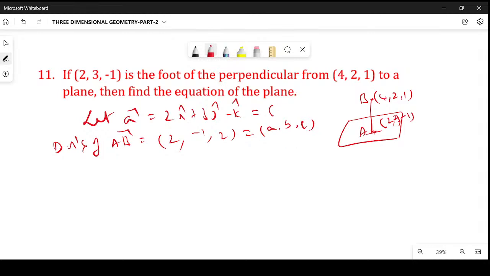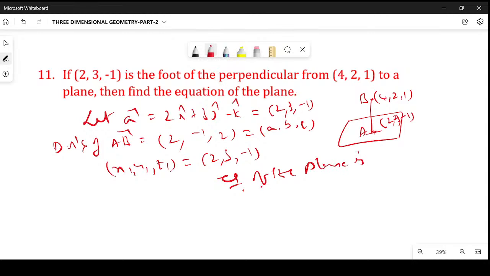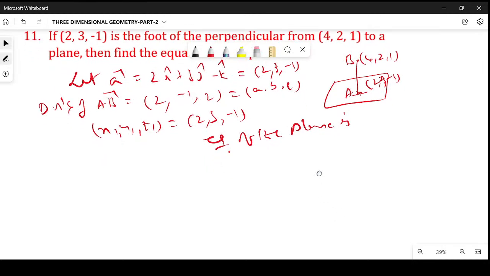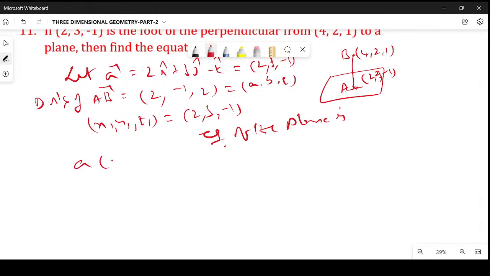With this point I can consider 2, 3, minus 1. So when I have taken 2, 3, minus 1, x1, y1, z1 is nothing but 2, 3, minus 1, right? Then the equation of the plane I can write as a into x minus x1 plus b into y minus y1 plus c into z minus z1 equal to 0.